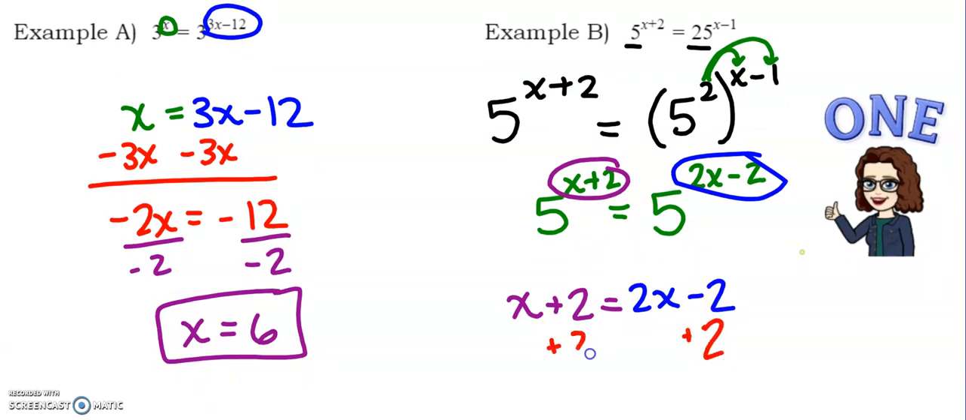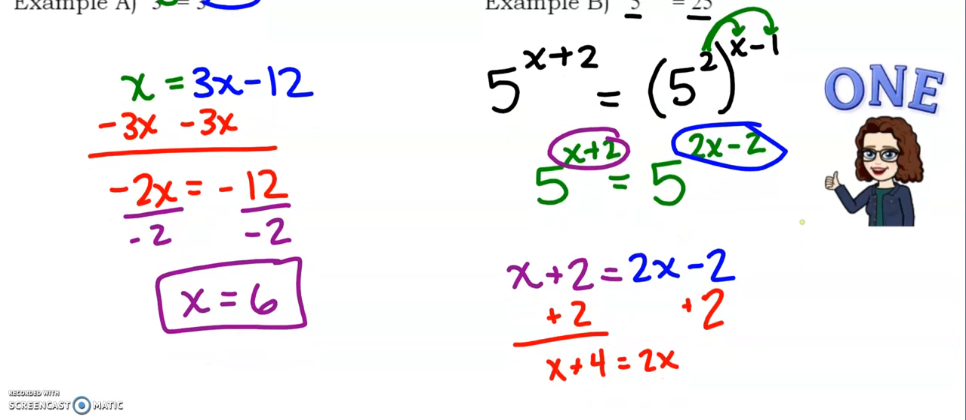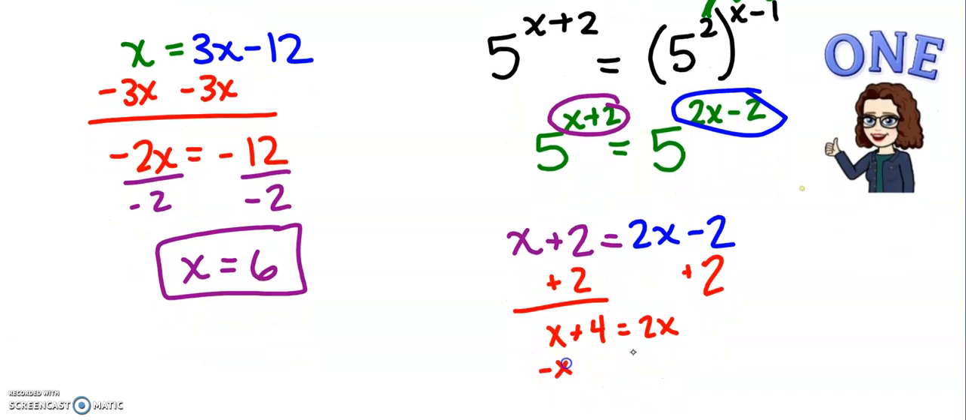So I get x plus 4 is equal to 2x. Then I'm going to subtract x from both sides, and I would get that 4 is equal to x. And again, I could check my answer by subbing back into the original equation.